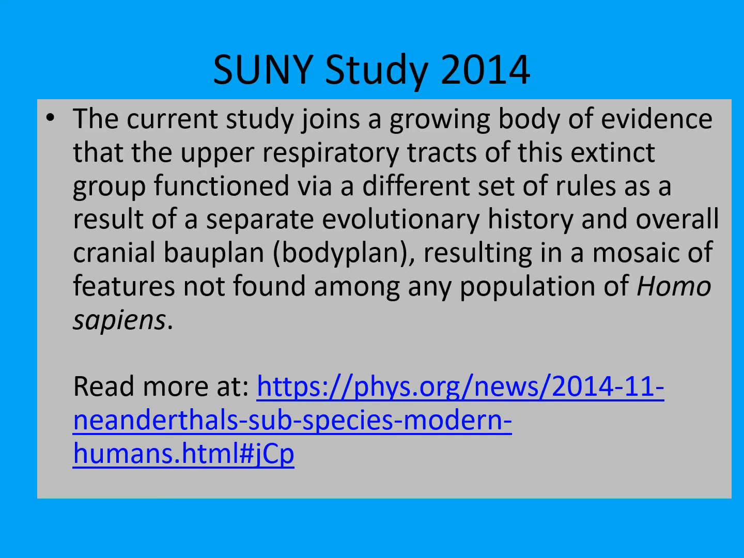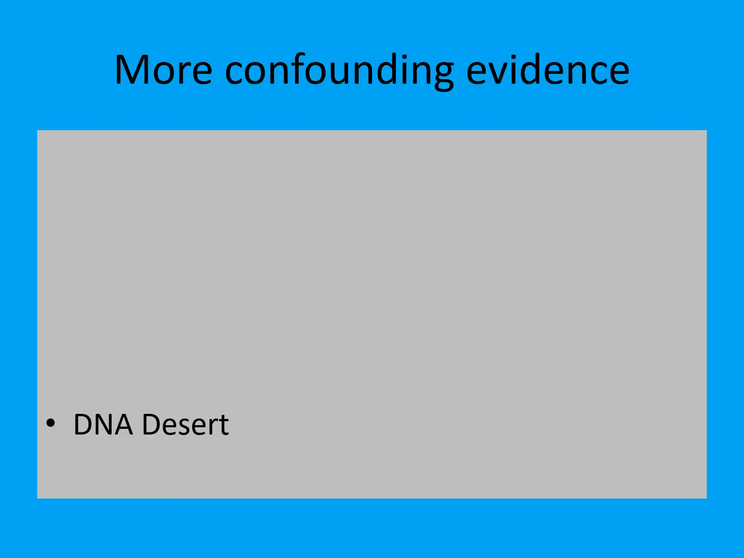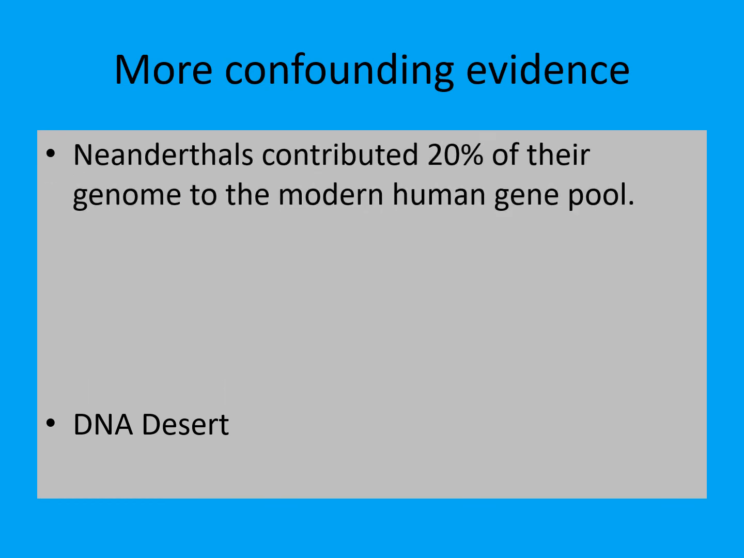From the study itself, they say that the study joins a growing body of evidence that the upper respiratory tracts of this extinct group function via a different set of rules as a result of a separate evolutionary history and overall cranial bauplan, resulting in mosaic features not found among any population of Homo sapiens, right? So the SUNY study really supports the notion that Neanderthals are in fact a separate species, but they are so closely related to us in our genus that we are capable of interbreeding with them. So more evidence that pushes the notion that Neanderthals are a very highly closely related species in our genus and not the same as Homo sapiens.